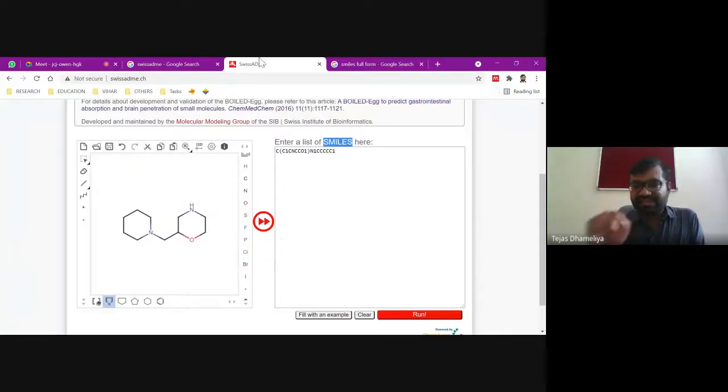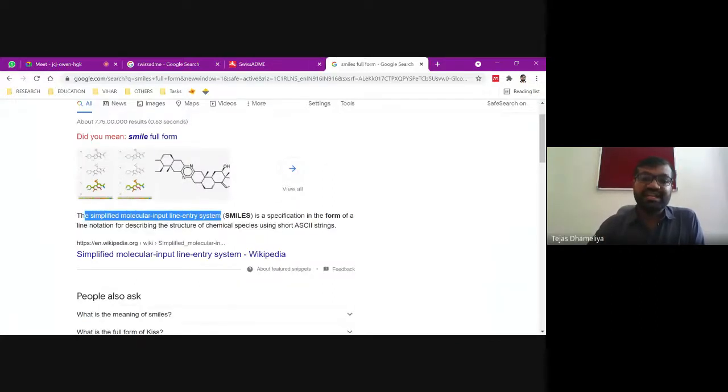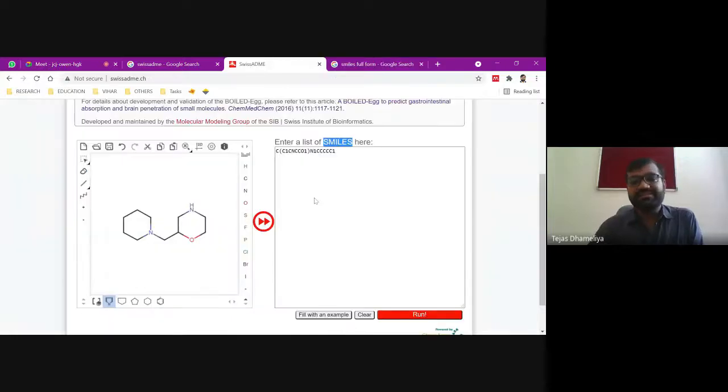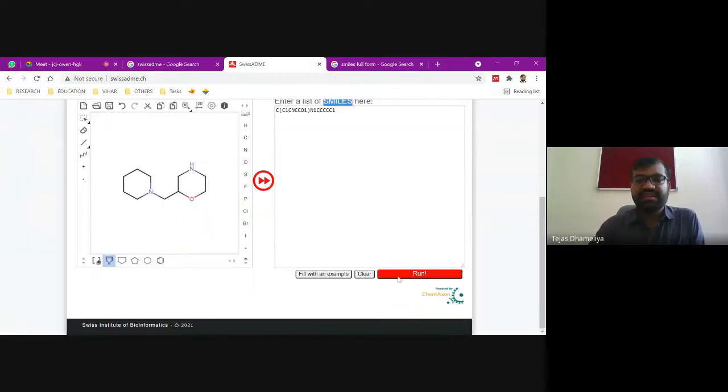So this is the way where we can code all these nitrogens, carbons, oxygens. That is basically a linear formula, right? This is the advantage, that you can code any molecule in a simple linear formula. That is the simplified molecular input line entry system, SMILES. Then simply you click on run.